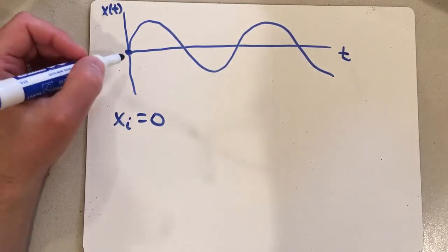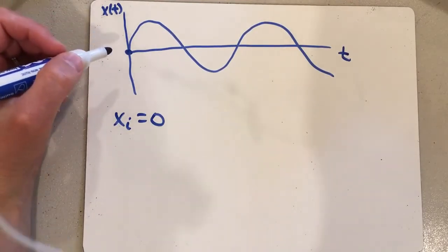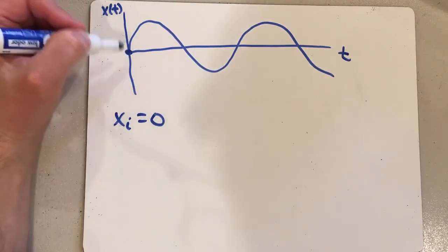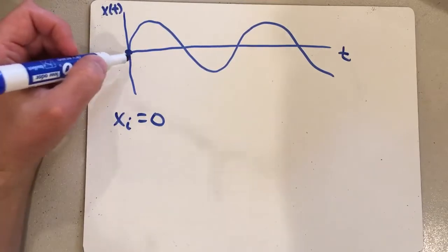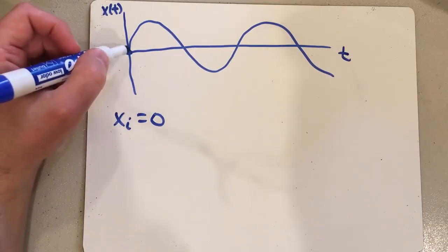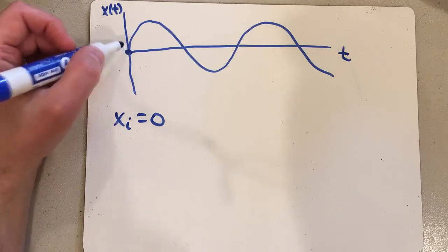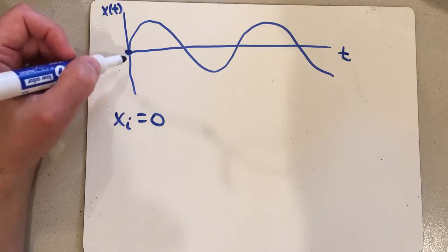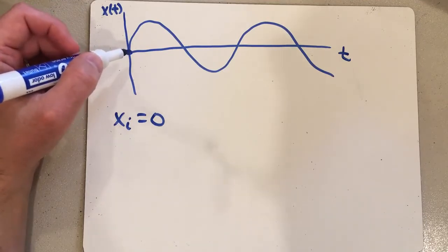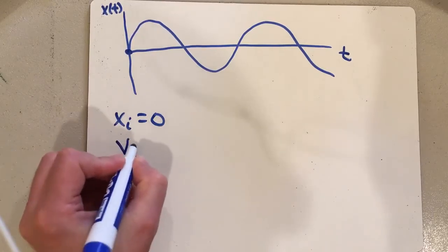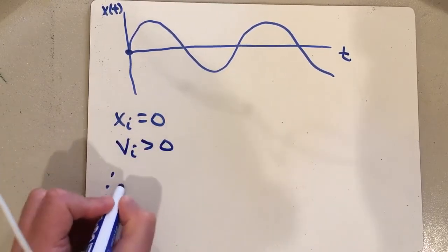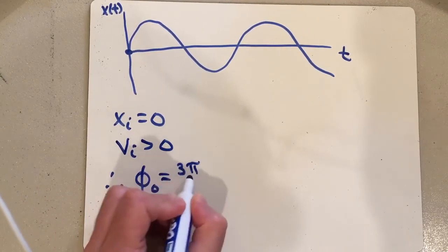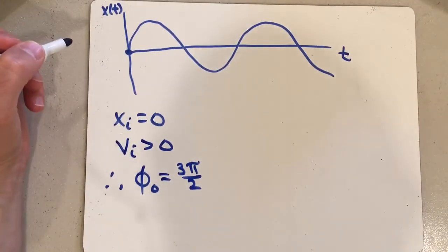Well, now I take a look at the slope. Remember, the slope of a position graph tells us the velocity. Now I don't know what the slope is, but I can look at it and see that the slope is positive. Because the slope is positive, that means the velocity is positive at the beginning. So this started at the equilibrium, and it had a positive velocity at the beginning. So that tells me that v initial is greater than 0. Therefore, I know in this case, my phase shift is 3 pi over 2.